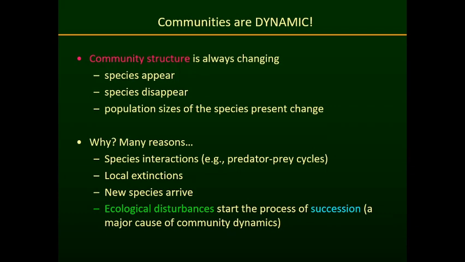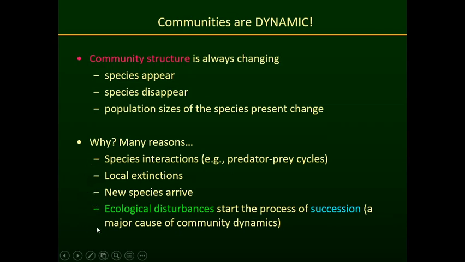And that's just focusing on the community level stuff. Things like rainfall, and whether it's been a wet few years or a dry few years, are going to influence things too. So there are lots of different reasons why communities are going to change. It has to do with species interactions changing over time. You can lose species, you can gain species.